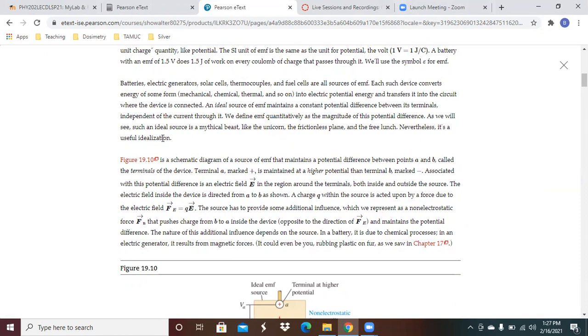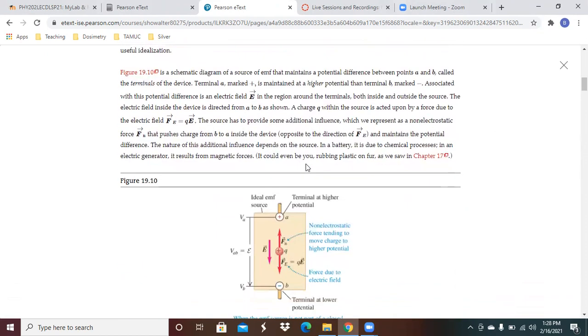As we see, such an ideal source is a mythical beast like the unicorn, the frictionless plane, and the free lunch. But it's a helpful model. Remember, all models are wrong, but some models are useful. I believe that's Mr. Box there to quote that.